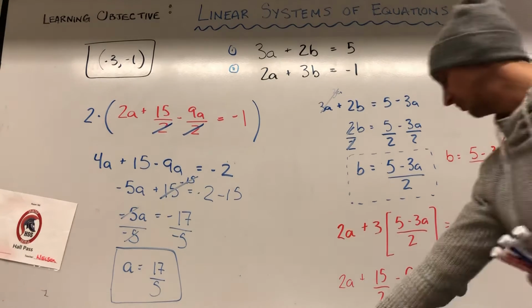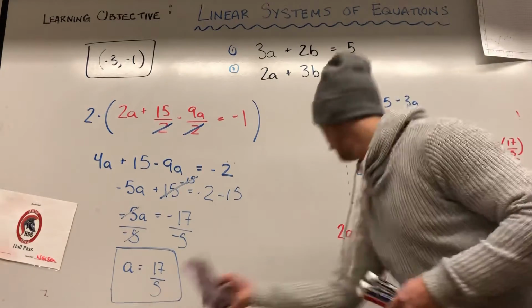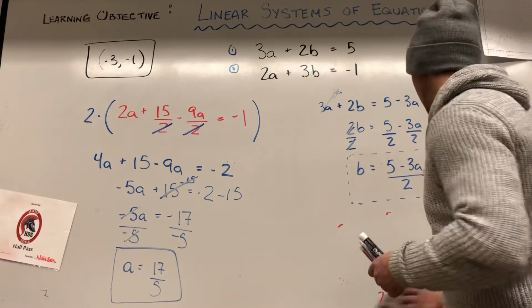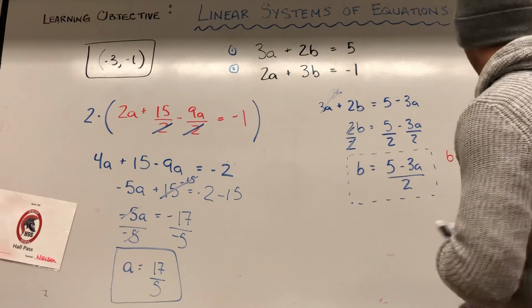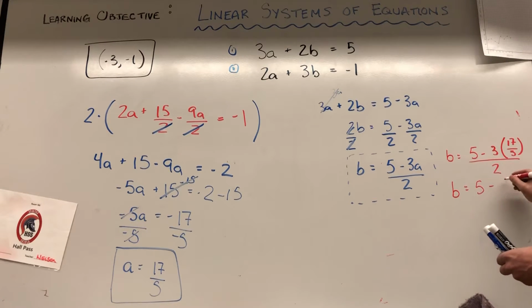So I actually don't know, what's 3 times 17? 45, 51. 3 times 17 is 51. So let's get this out of the way. So b is equal to 5 minus 51 over 5, all divided by 2.